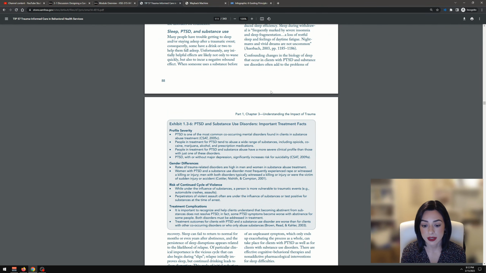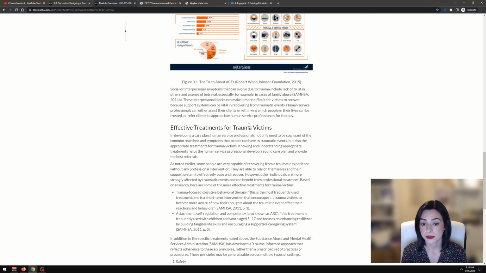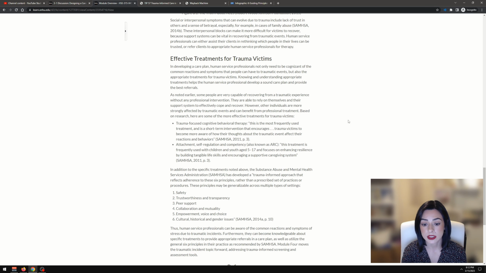So within chapter 3, you're not going to see a ton about interventions, but we already know from the previous chapters that you've covered that it briefly touches on what some interventions would be. And also in the Module 3 overview, it talks about some effective treatments for trauma victims. So you don't have to focus incredibly heavily on what interventions would be, but it's something that you need to mention because, again, we're looking at what is going to be relevant to include in a treatment plan here.